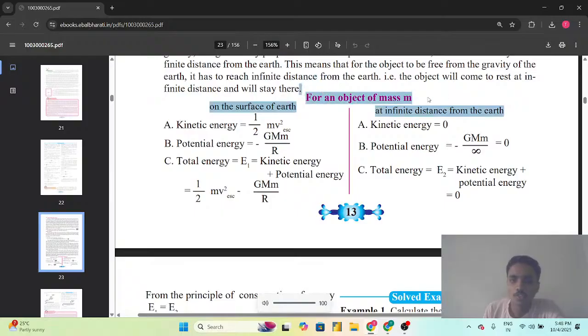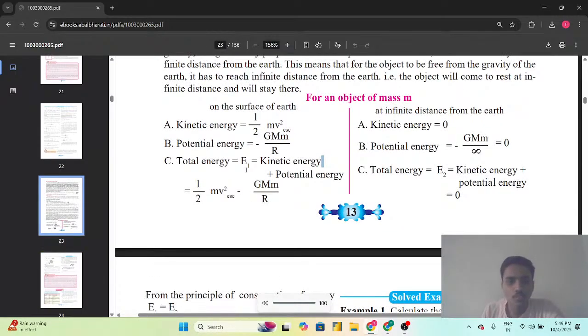For an object of mass m on the surface of the earth, kinetic energy will be half mv square. As we know, the height formula can be used for short distances as compared to the earth's radius, so here we use the formula half mv square. The potential energy, as we have seen above, will be minus GMm upon r. The total energy, as we know, is kinetic energy plus potential energy, so we are adding these two energies. So half mv escape square minus GMm upon r.